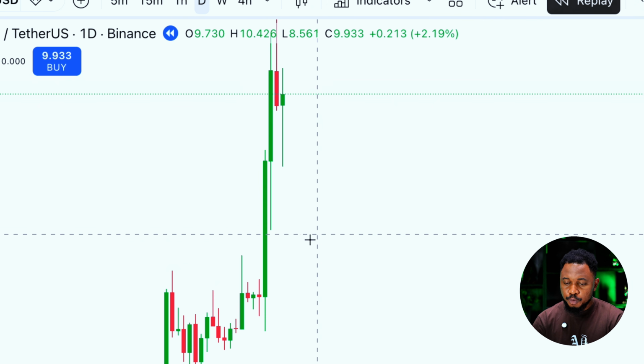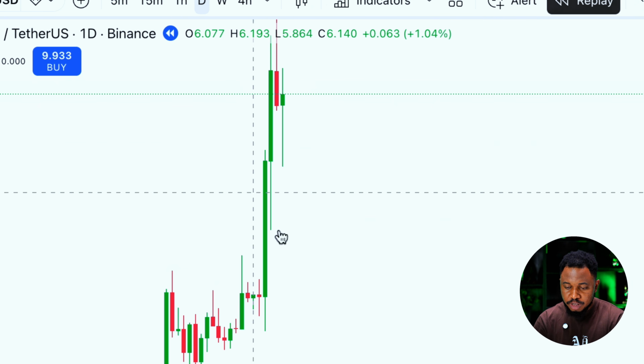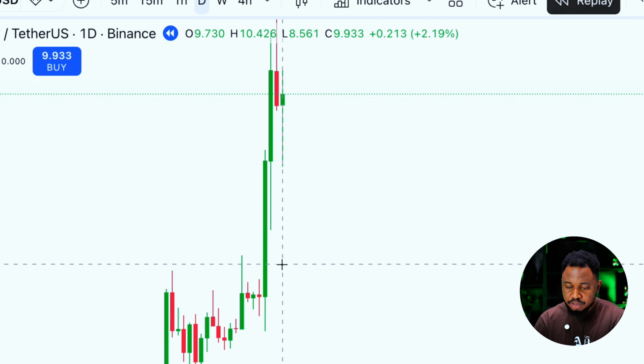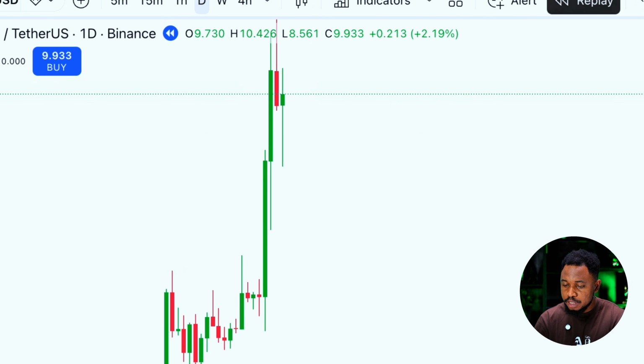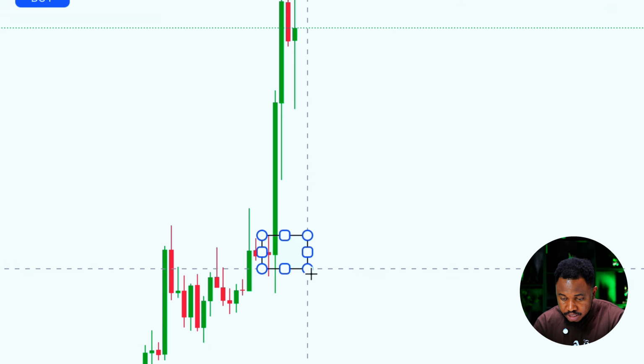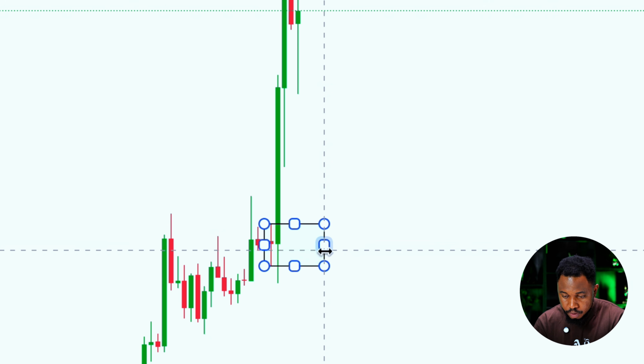Now, where is your demand in this particular area right here? Your area of demand is actually the last candle before this impulsive move. So where is the last candle? It is actually this candlestick right here. You draw it out.